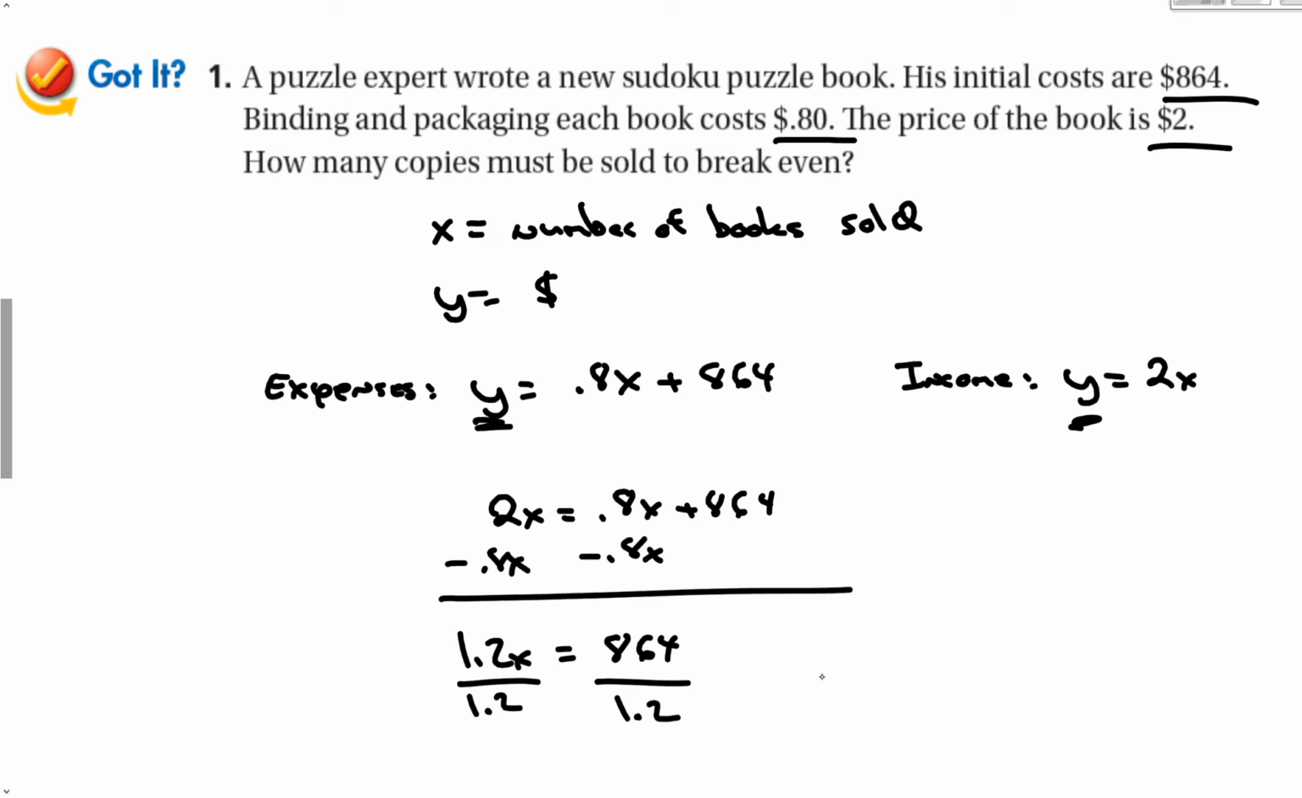And that gives me that x is equal to 720 books. Okay?